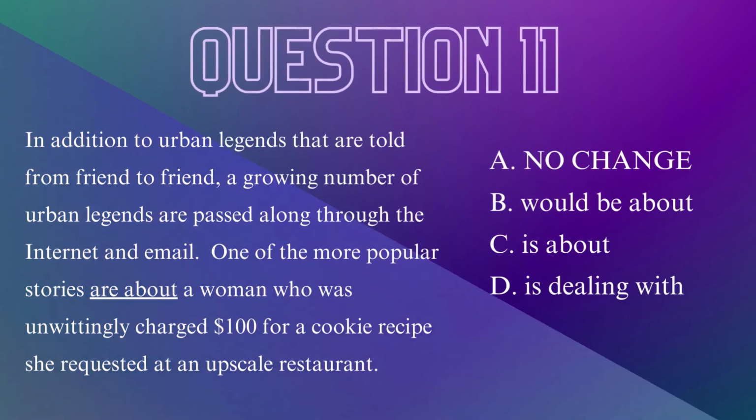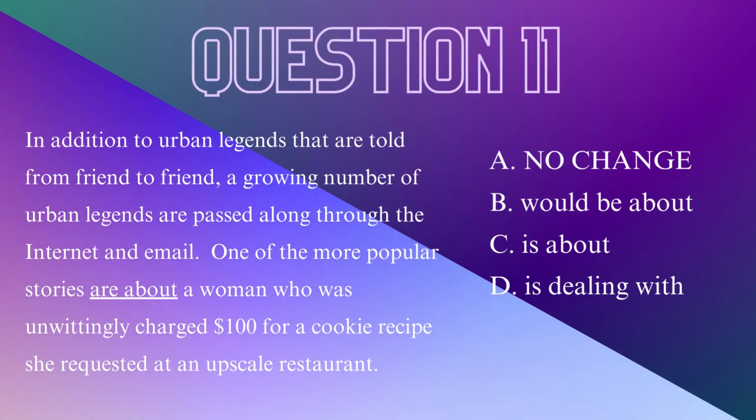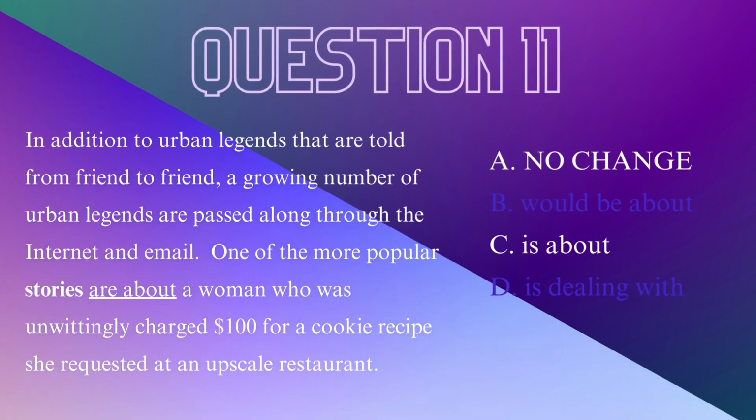Question 11. One of the more popular stories are about a woman who was unwittingly charged $100 for a cookie recipe she requested at an upscale restaurant. If you rely on what sounds correct, you'd be wrong. First of all, if you watch lesson 1, you would correctly rule out choice B and D because they are unnecessarily wordy. So now we must decide if are about or is about is correct.